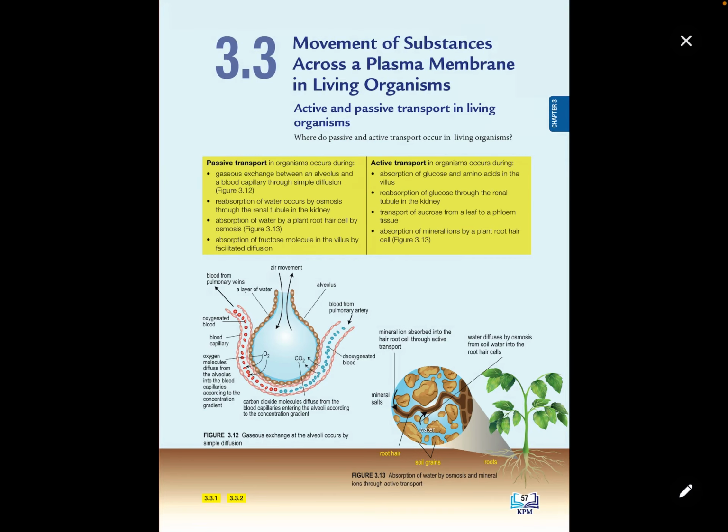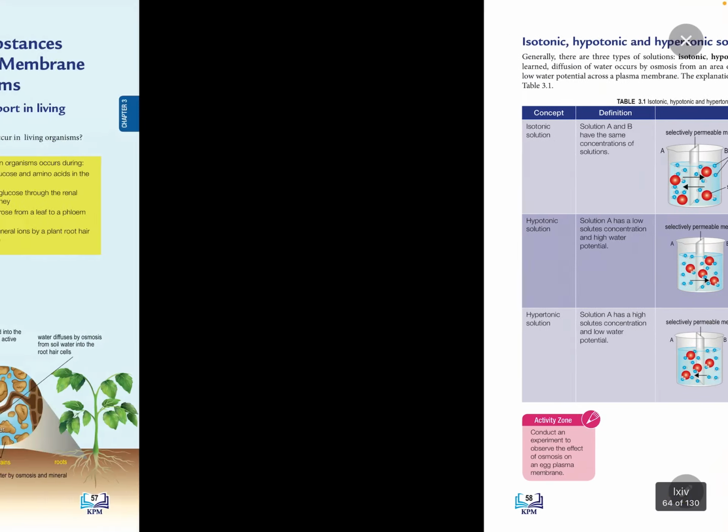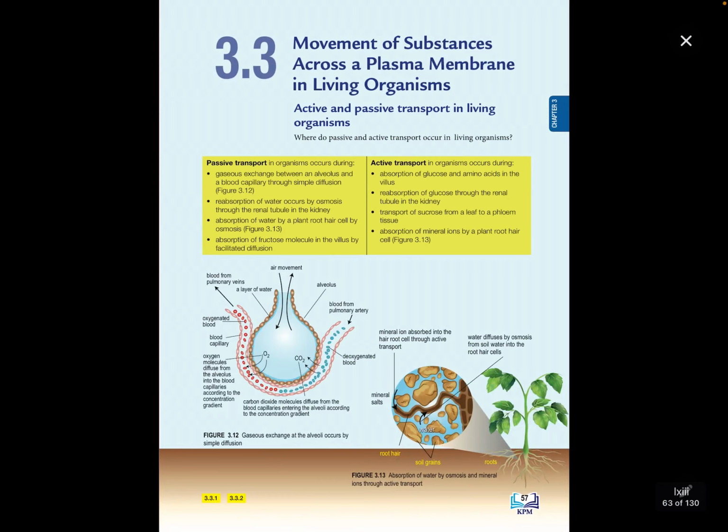Movement of substances across the plasma membrane in living organisms. I'll continue this since it's related to the subtopic. So what are the main examples of passive and active transport? For passive transport, you will normally see this in gaseous exchange between an alveolus and a blood capillary. So this is simple diffusion. You'll see this more in the upcoming chapters. And then osmosis occurs in the kidney to reabsorb water. Again, you'll learn this more in another chapter.